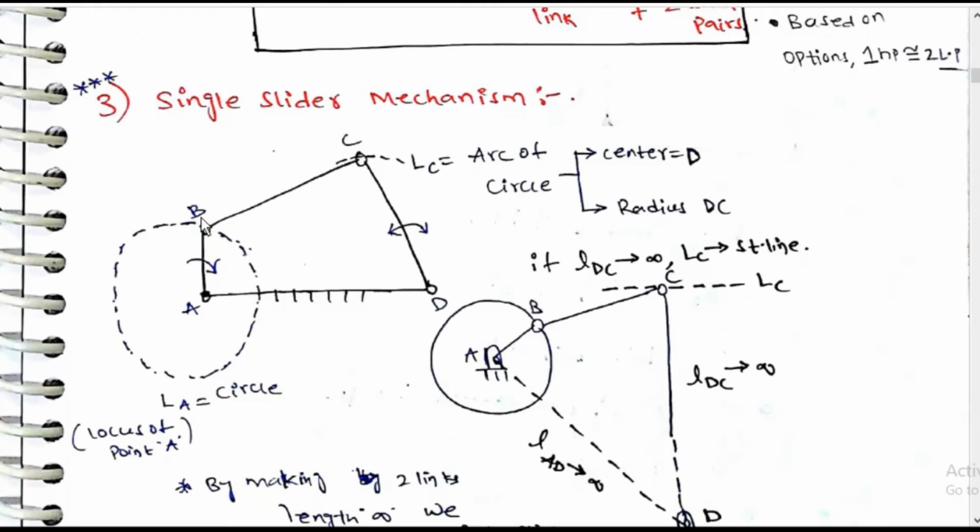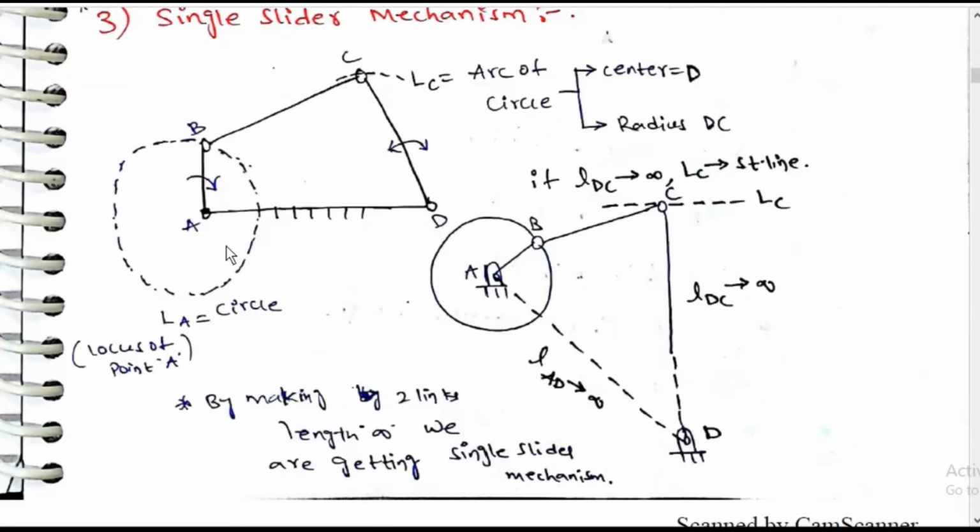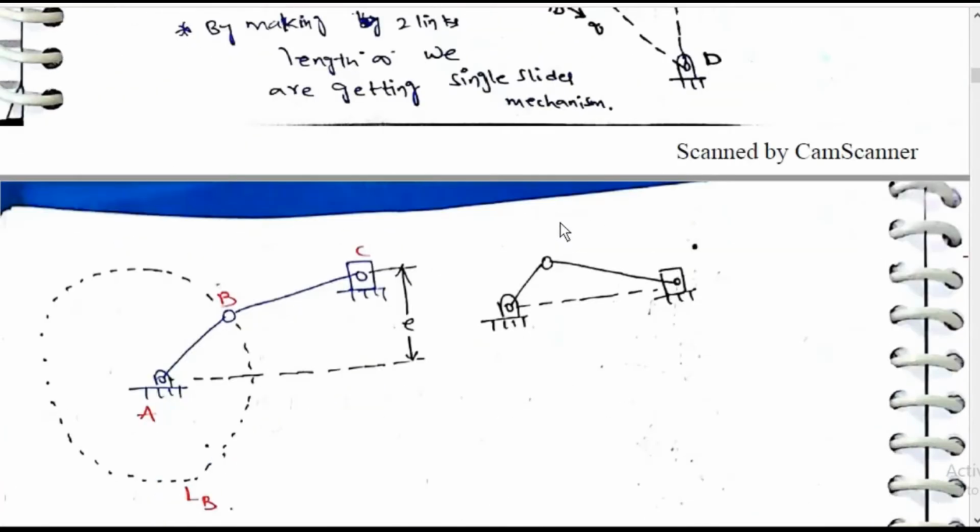Single slider mechanism: links A, B, C, D. The locus of point A is a circle. The locus of C is an arc of a circle with center D and radius DC. If LDC tends to infinity, the locus of C tends to a straight line. By making two lengths infinity, we get the single slider mechanism. LDC tends to infinity, and LAD, the fixed link, also tends to infinity.